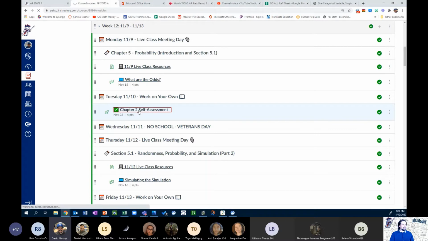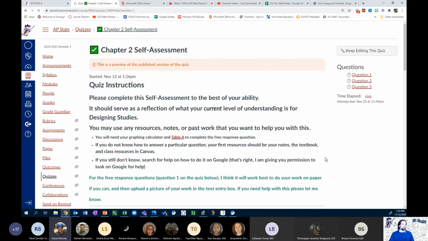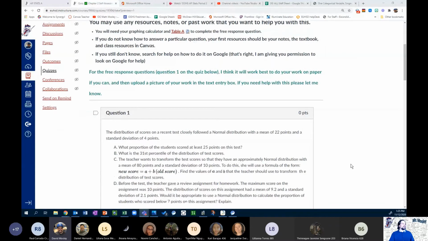We'll do a quick preview of the chapter 2 self-assessment. You're going to need table A for this, or be able to get similar things from your graphing calculator. For the free response question, question 1 on the quiz, I think it will work best to do your work on paper if you can, and then upload a picture of your work in the text entry box. If you need help, please let me know. Sometimes this can be easy, sometimes it can be hard to get a picture in there. It just depends on what you're working with. So there's that. Here is the question.